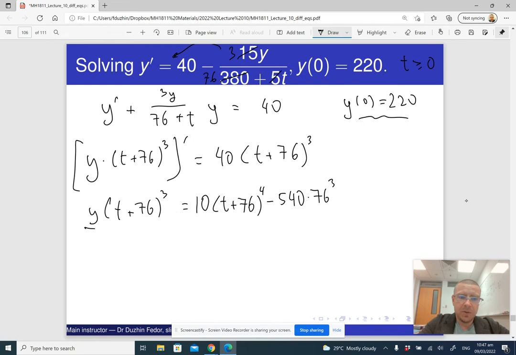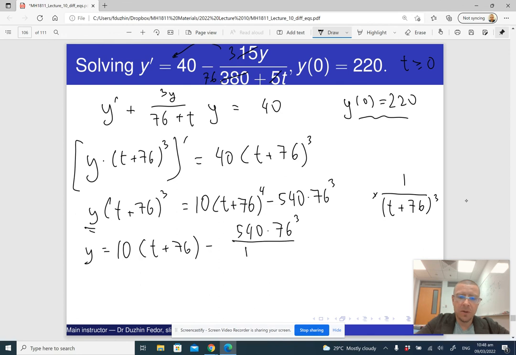Well, and finally I need to solve for y. So to solve for y, I need to divide by t plus 76 cubed, or multiply by 1 over t plus 76 cubed. So doing that, I will get y equals 10 times t plus 76 minus 540 times 76 cubed over t plus 76 cubed, right? So this is my y.